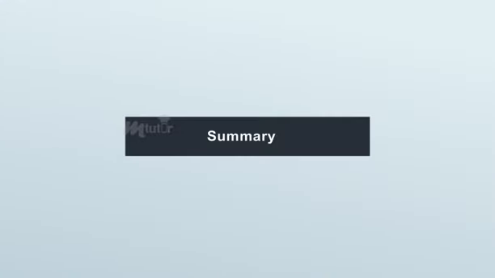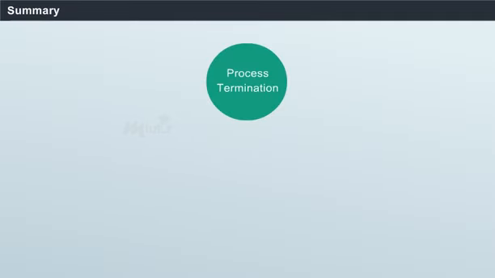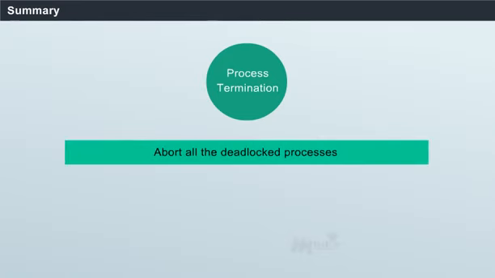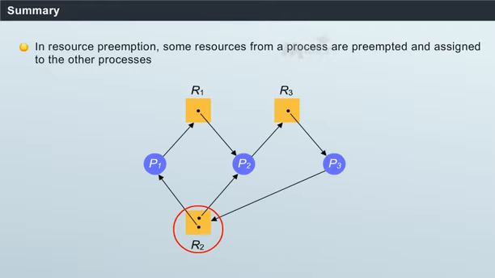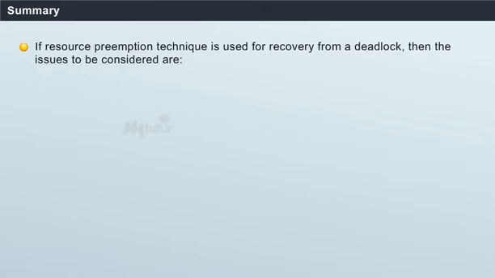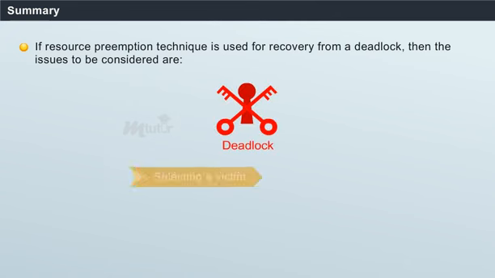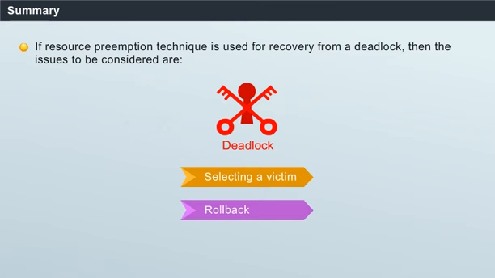Summary. In this lesson, you have learned that process termination uses two methods to eliminate a deadlock: abort all the deadlocked processes and abort one process at a time until the deadlock cycle is eliminated. In resource preemption, some resources from a process are preempted and assigned to other processes. If the resource preemption technique is used for recovery from a deadlock, then the issues to be considered are selecting a victim, rollback, and starvation.